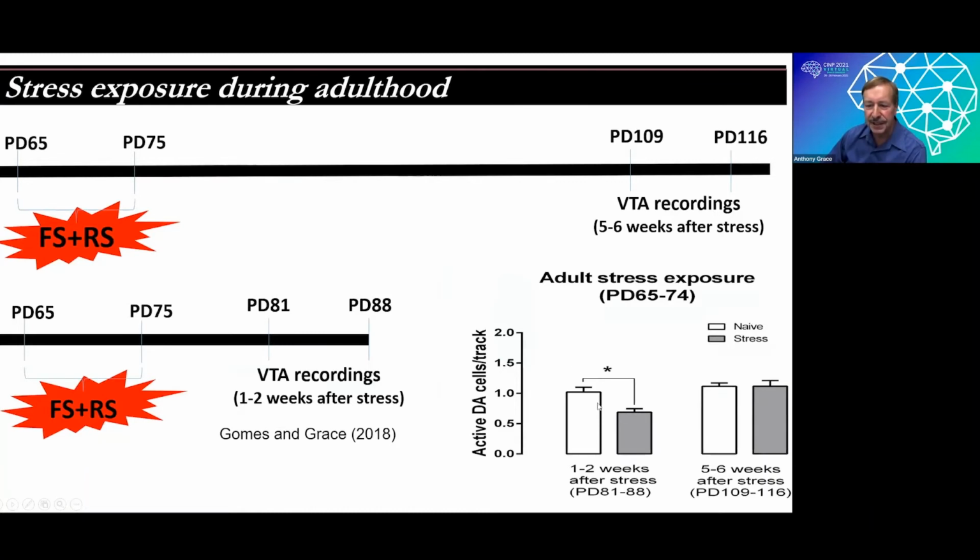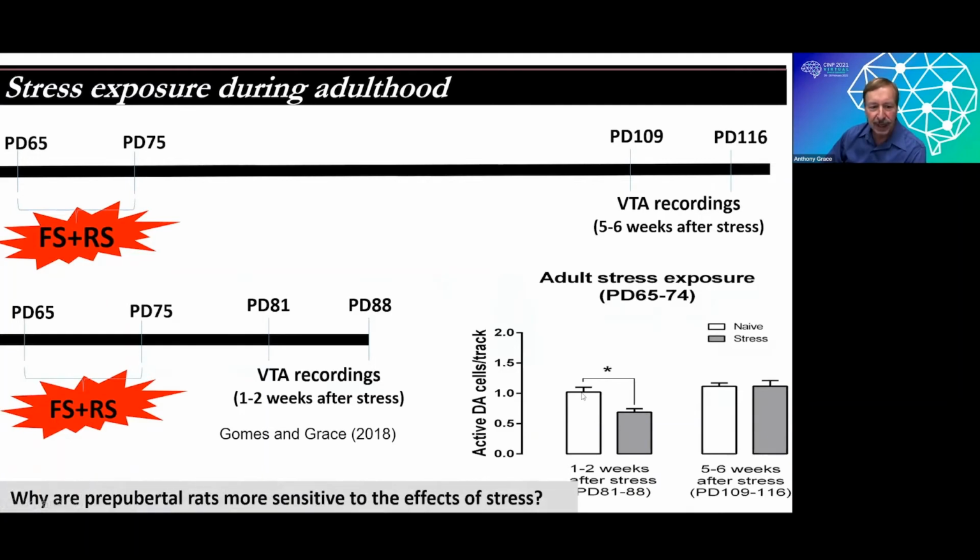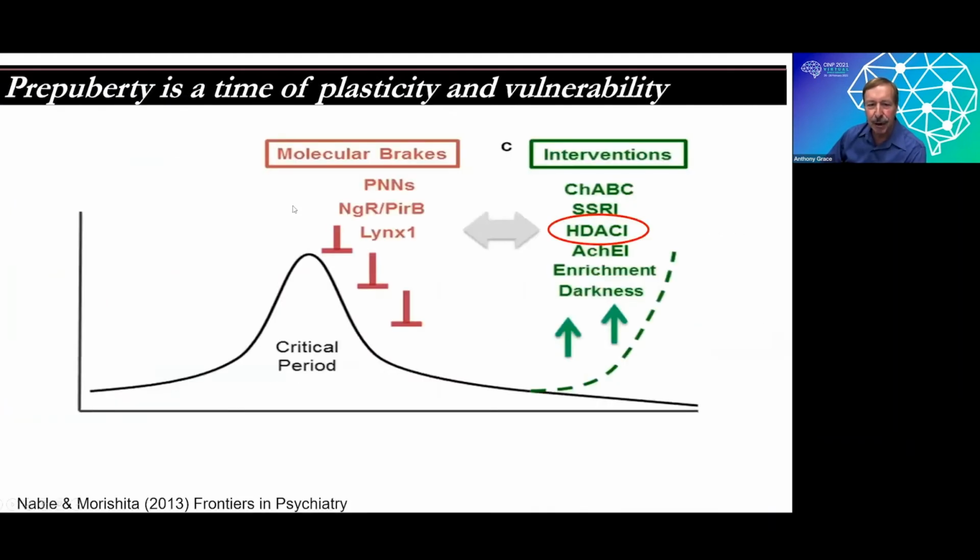This is more consistent with depression than with schizophrenia. Now, why are prepubertal rats more sensitive to the effects of stress? Well, during this prepubertal period, we're in a critical period. It's a period of enhanced plasticity where synapses are being made and broken and rearranged.